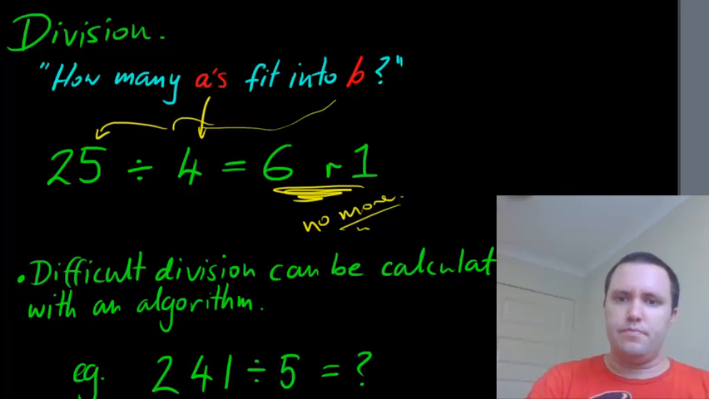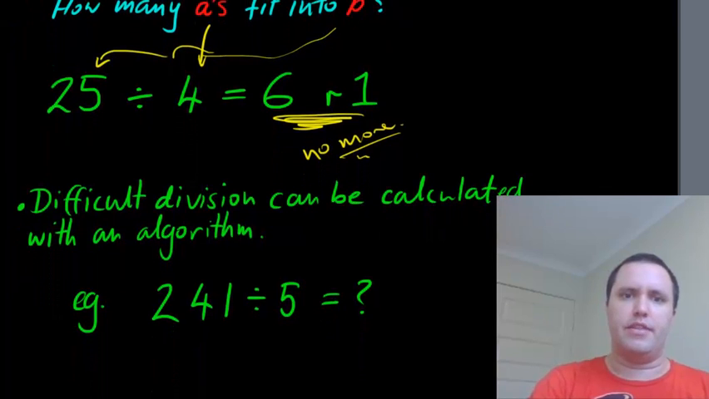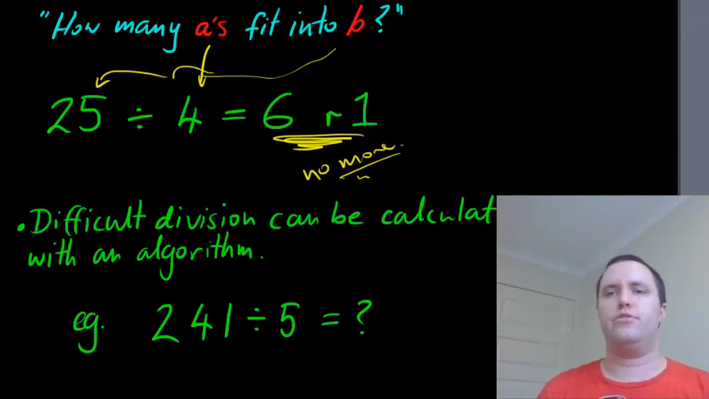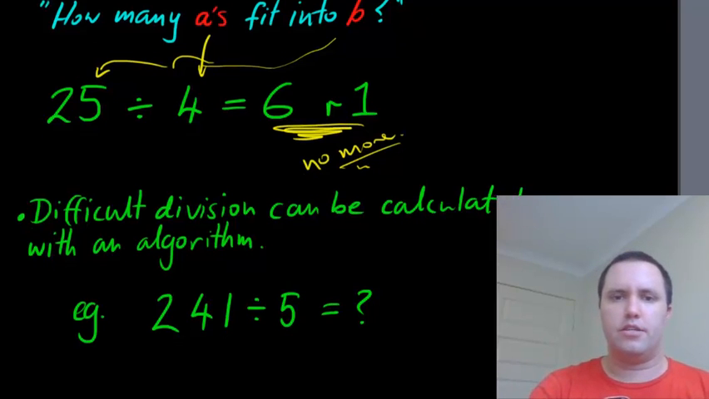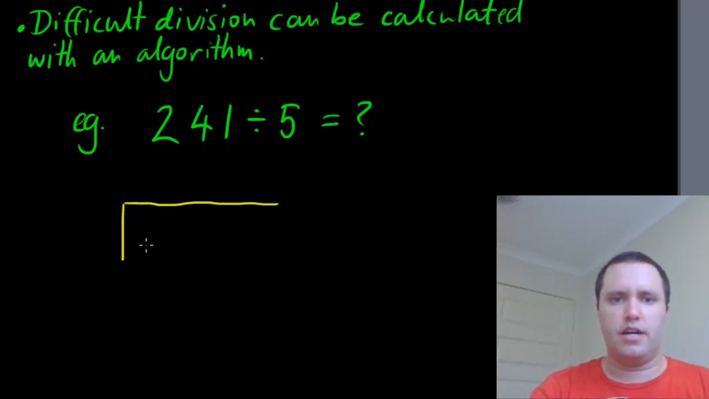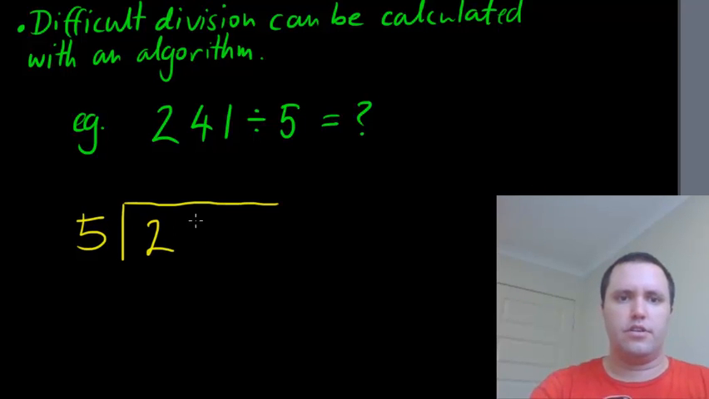Right. Difficult division can be calculated with an algorithm. So in some cases you might be able to quickly do it if it's related to your times tables, but otherwise you'll want to use an algorithm. So probably the short division algorithm is what you've seen. So if I have this, 241 divided by 5 equals what? You set that up like this. So you draw your little division sum line here, and so the 5 goes here, and what you want to divide into goes here.